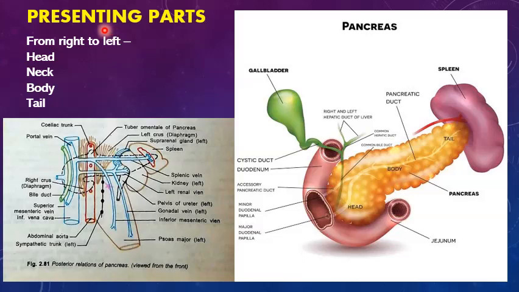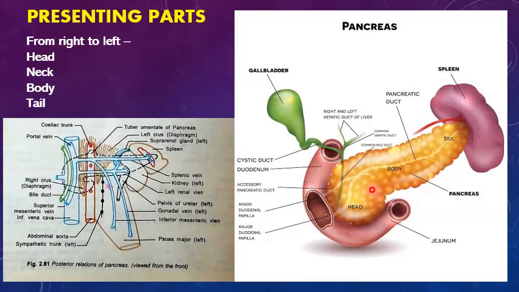Then in this slide we are going to see the parts of the pancreas. Where we see the duodenum is the right side, and this is the left side. From right to left, the parts are head, body, and between the head and the body we see the neck. This constricted area is the neck. So head, neck, body and tail. The head is that part which is contained within the concavity of the duodenum. So this portion represents the head.